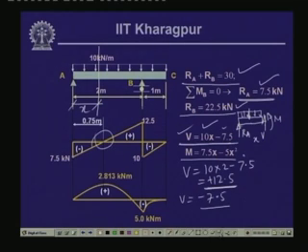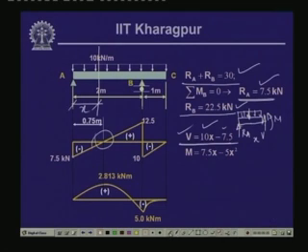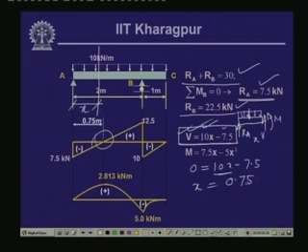Now, if we would like to know the position of the zero shear force, the point where shear force equals 0, since we know that this is the expression for the shear force between A and B, we substitute V as equal to 0. So, 0 is equal to 10 x minus 7.5. This gives us the value of x, which is equal to 0.75. So, at a distance of 0.75 from the left end, the value of the shear force is equal to 0, which is indicated over here.